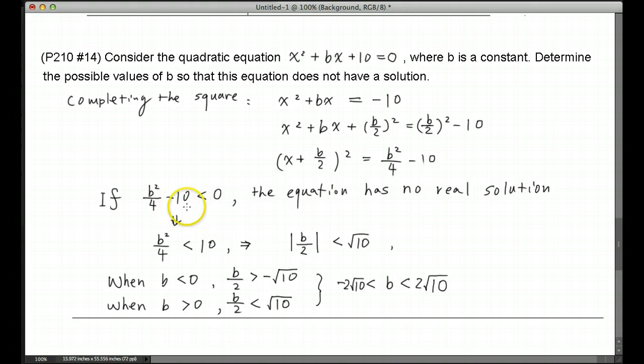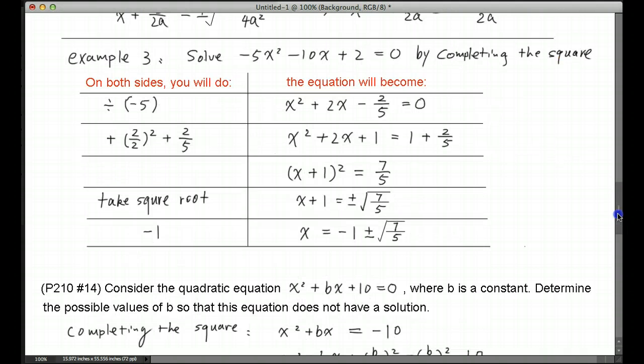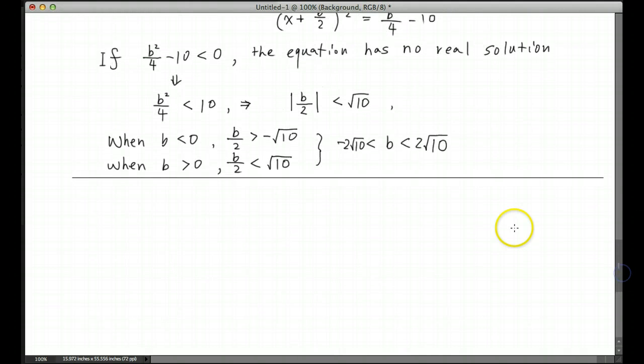So we add 10 on both sides, so the 10 moves to the other side. And now here you need to be very careful. If you take a square root on this one, the square root should be the absolute value of b over 2, and then less than the square root of 10. Okay, this is not an equation, it's an inequality. You have to be very careful. So only when the absolute value of b over 2 is less than the square root of 10, and then when you square it, it should be less than 10, right?